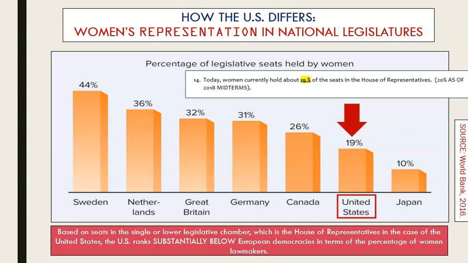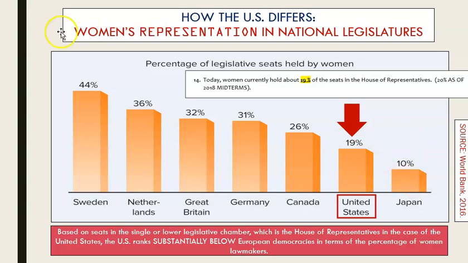As far as the United States in comparison with other national legislatures, we are actually fairly low. Sweden comes in highest at 44% of women holding seats in the legislative office. The Netherlands comes in second at 36%. Great Britain comes in third with 32%. Germany, Canada, and then the United States with 19%, and then Japan is last with 10%.